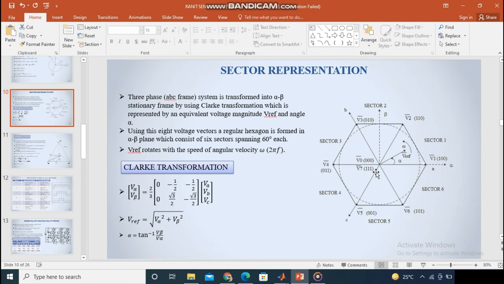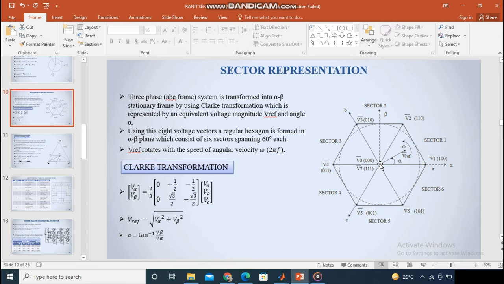And in case of sector 2, it starts from 111, that is V7. After that V2, that is 110. After that V3, that is 010, and then again V0, that is 000. In every transition, only one switch is operating at a time. That means one switch will turn on or turn off at a time. So that is how the switching frequency can be minimized.